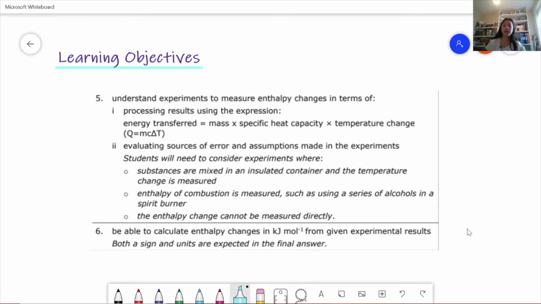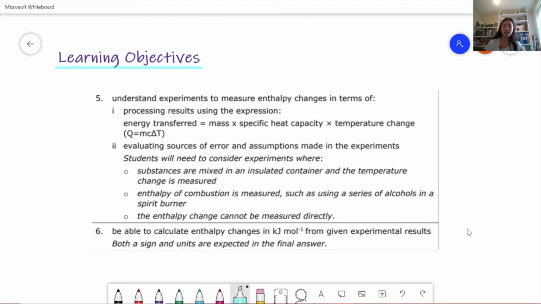Today we're going to have these two learning objectives, and the first is to understand experiments to measure enthalpy changes. So we're going to be looking at the Q equals mc delta T equation, and then we're also going to be evaluating sources of error and assumptions made in the experiments. So we're going to be looking at substances mixed in insulated containers, enthalpy of combustion measured by burning alcohols, and we're also going to learn that enthalpy change cannot be measured directly.